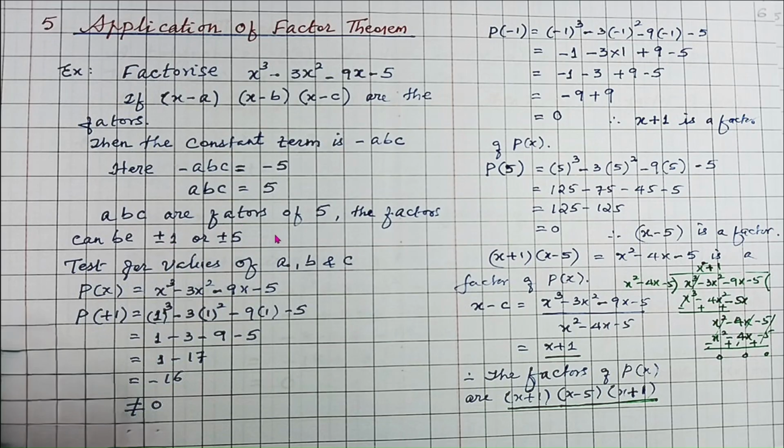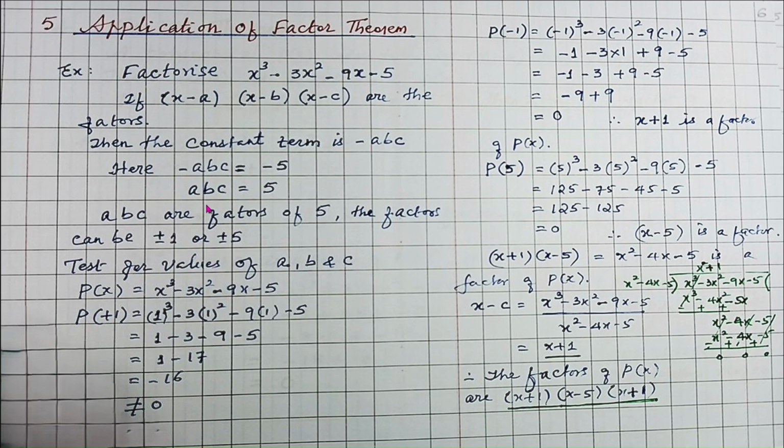So now we have to find out for what values of a, b, c the p of x will be 0. Let us take the first value, that is p of plus 1. When we put x as 1, we get p of plus 1 is not equal to 0. Therefore x minus 1 is not a factor.